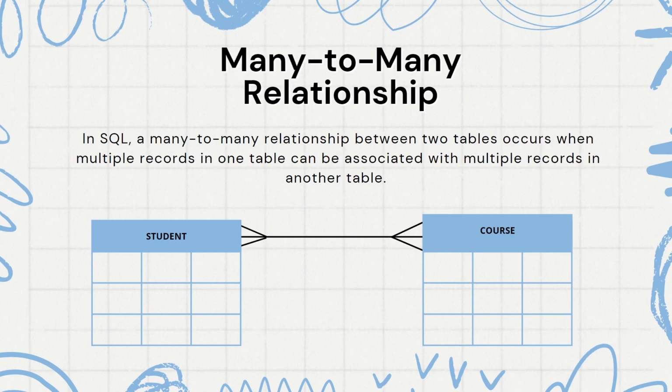Many-to-many relationship. In SQL, a many-to-many relationship between two tables occurs when multiple records in one table can be associated with multiple records in another table. To represent such a relationship, you typically introduce a junction table, also known as an association or link table, which connects the two tables involved in the relationship. Now let's consider an example of a many-to-many relationship. Let's consider these two tables, students and courses. A student can enroll in multiple courses, and a course can have multiple students enrolled. This structure allows for efficient management of many-to-many relationships between entities in relational data.